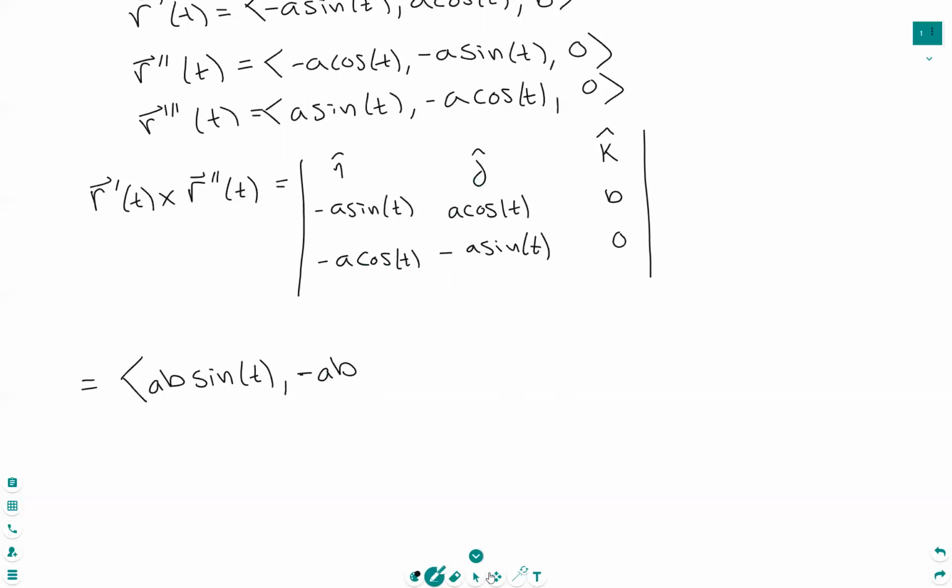Okay, so now for the numerator, we have to look at the determinant where we have negative a sine of t, a cosine t, b, negative a cosine t, negative a sine t, 0, and then a sine t, negative a cosine t, and 0.